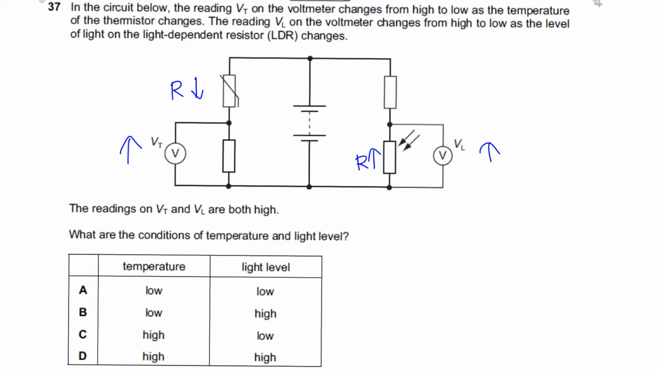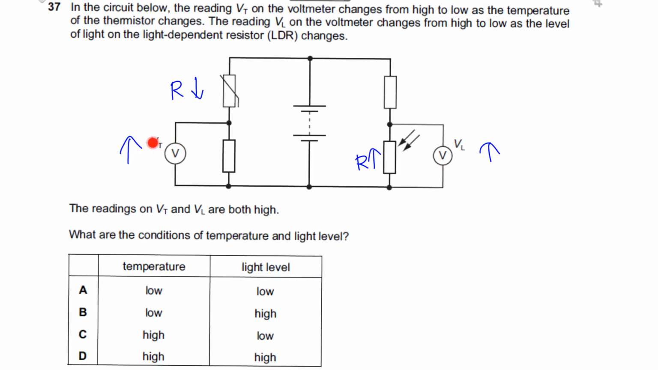So in this question, you want to find the conditions for the temperature and light for both to be high. Now you need to understand this cell here will be connected in parallel to this and also in parallel to this. So these two can be considered to be in series. These two can also be considered to be in series. So between these two, the voltage of the cell will divide.